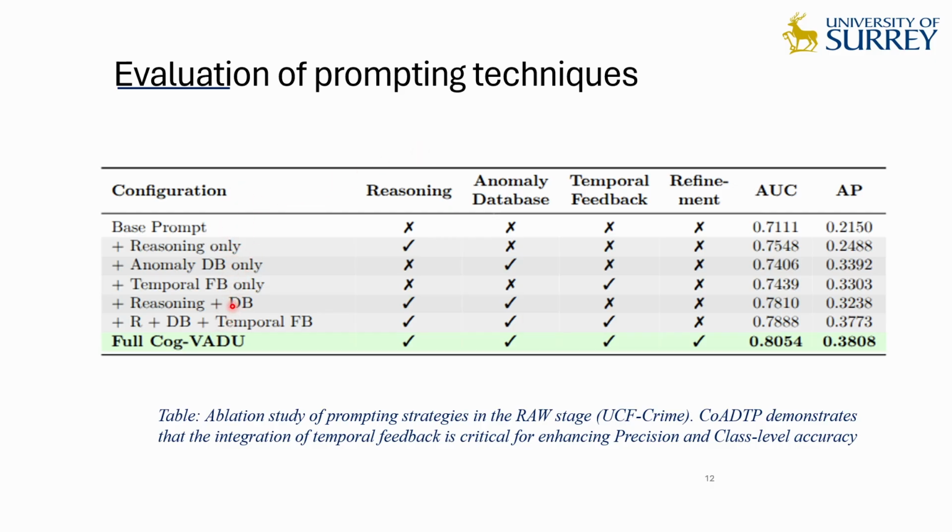This is actually the ablation study of the various components present in our prompt. As you can see, as we added more components, when we added this temporal feedback, it helped us stabilize the RAS scores. After that, this full Cog-VAD is the result of the RAS stage plus the refinement stage. This is the actual result of the refinement stage.